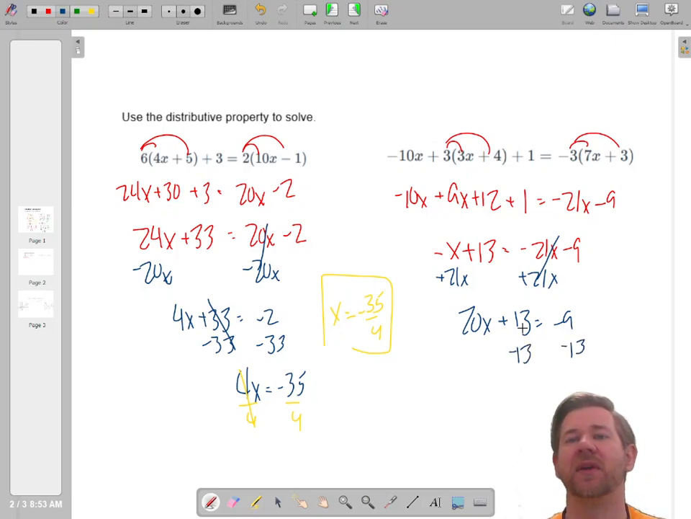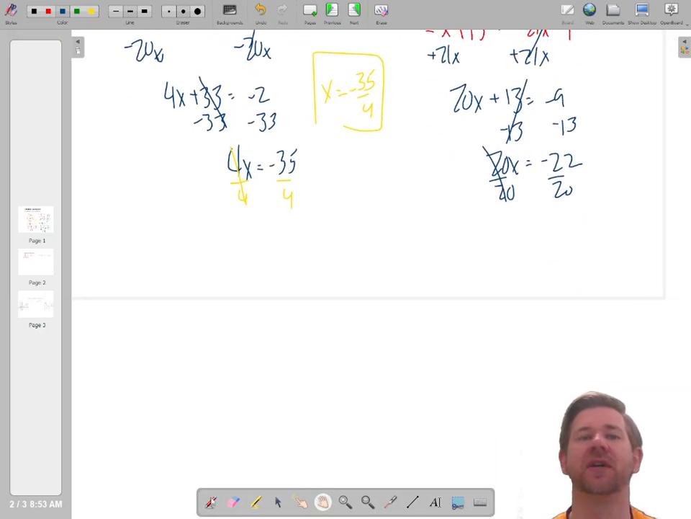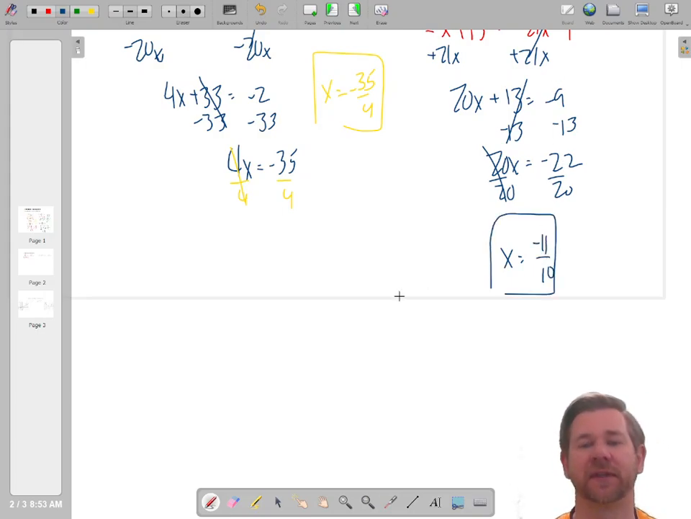And now it's a two-step equation. So subtract 13, and then divide by 20. And again, if you can reduce your fractions, you always should. So 22 over 20, those are both even. 11 over 10, cut them in half. Not too difficult there either.